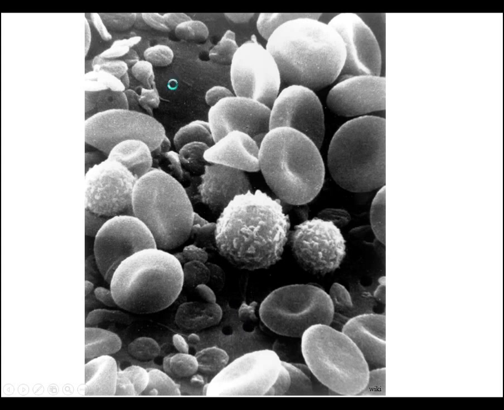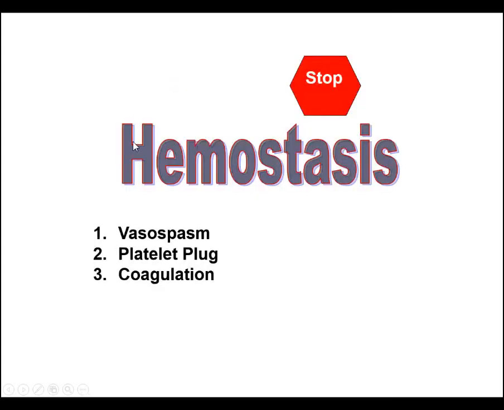When we're talking about the body's response to bleeding, and we want to stop the bleeding, the word we would use is hemostasis. Hemo, blood, stasis. When something is static, we say that it's still, it's stopped. So, stopping bleeding. Well, there are three mechanisms that we utilize in our body: vasospasm, platelet plug, and coagulation. And so we're going to take a look at each of these.